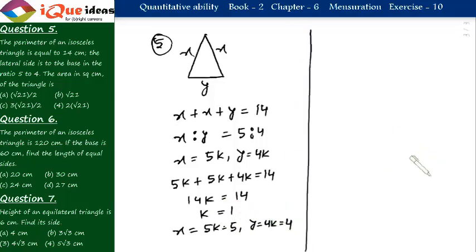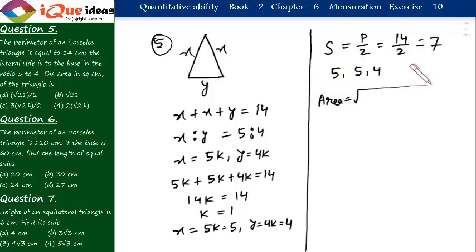Now if we have the sides and we also have the perimeter, we can apply Heron's formula and we can calculate the area. For that we need S. Now S is perimeter by 2. Perimeter is 14 by 2, that is 7. And we have the sides as 5, 5 and 4. So we can apply the formula of area, that is square root of S into S minus A into S minus B into S minus C.